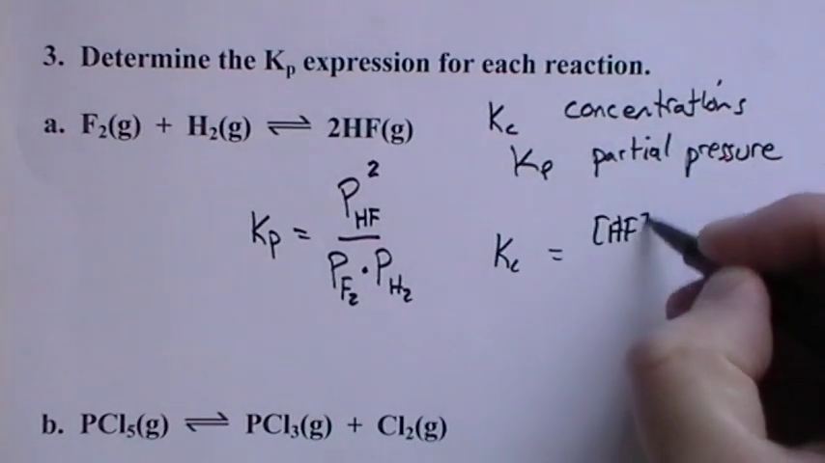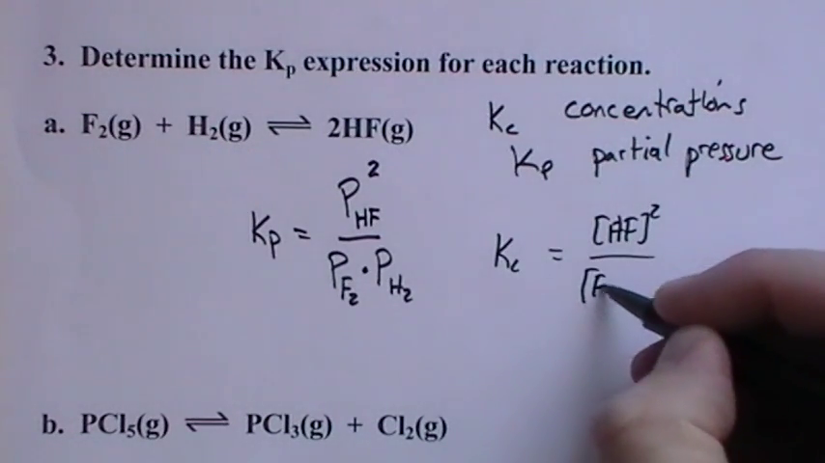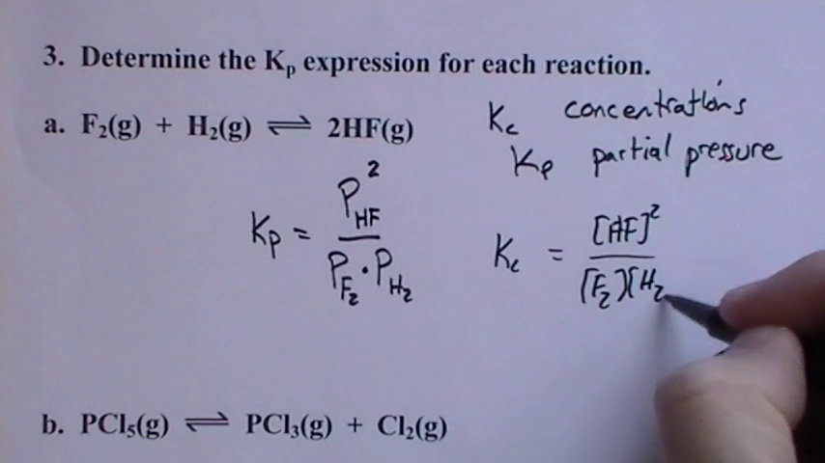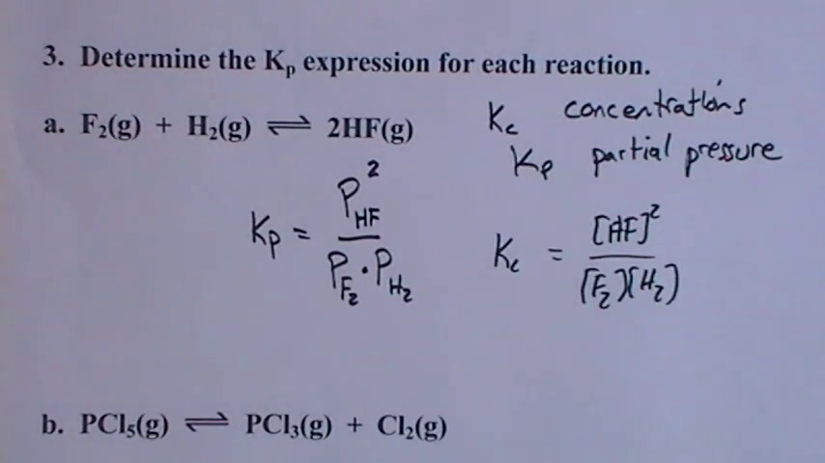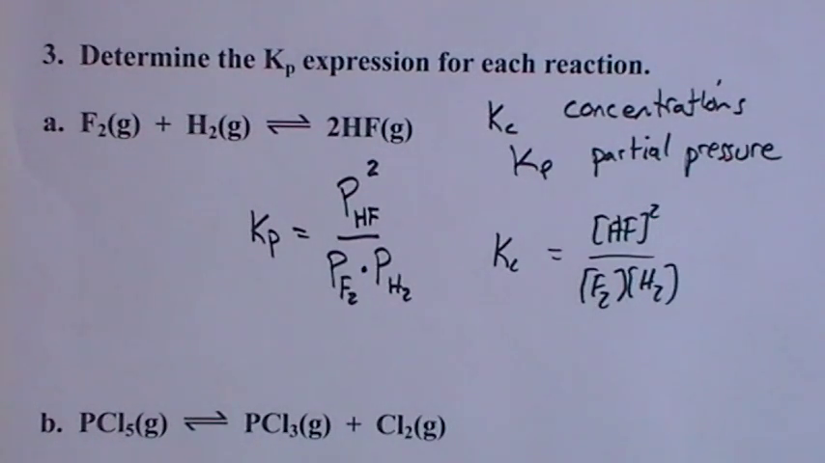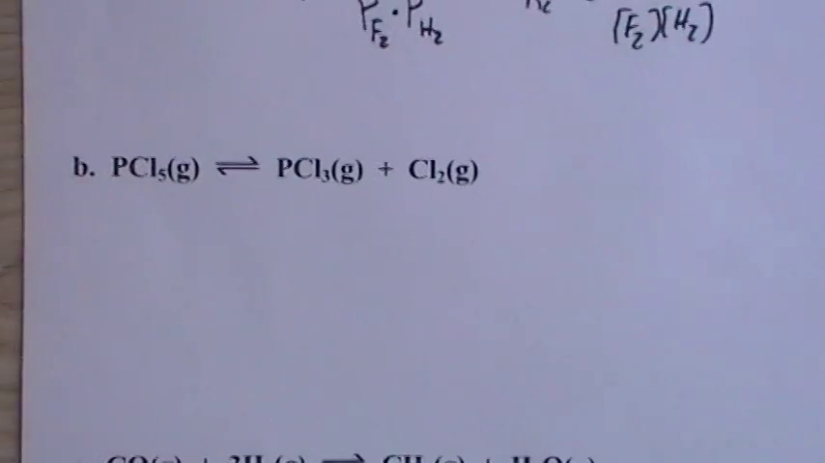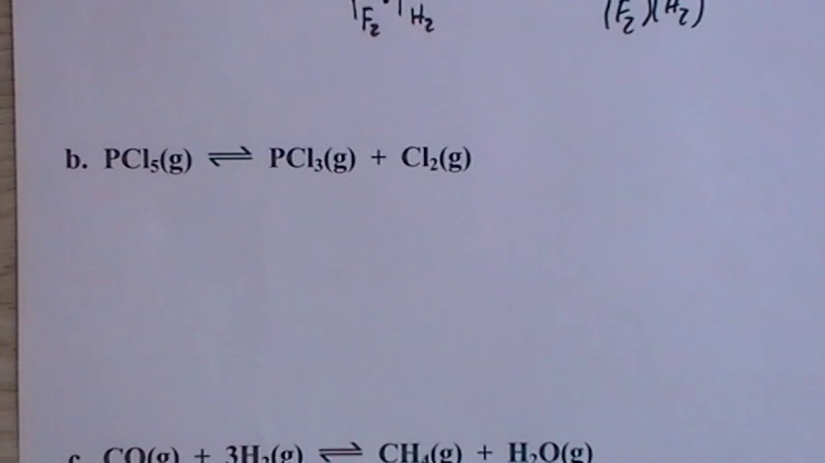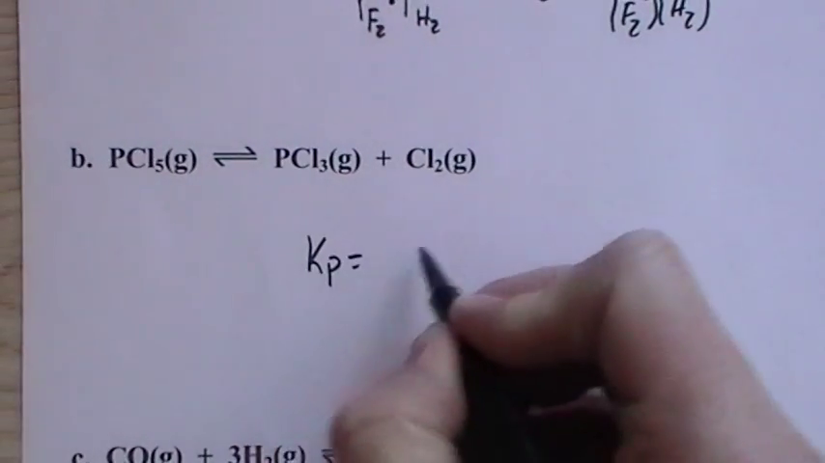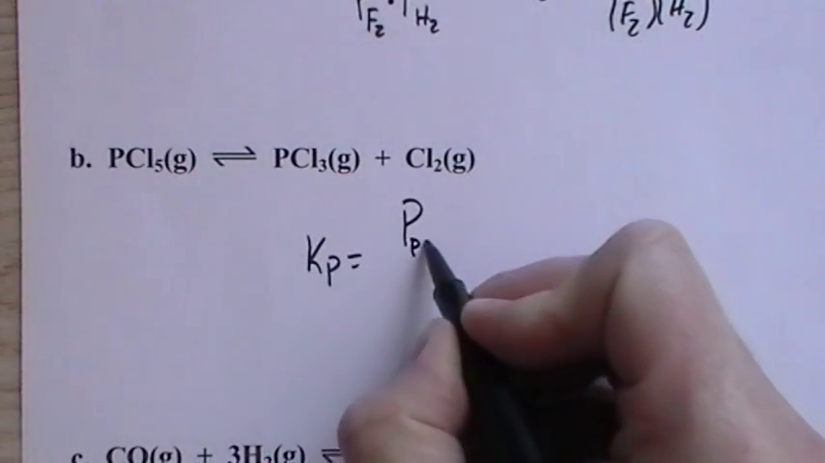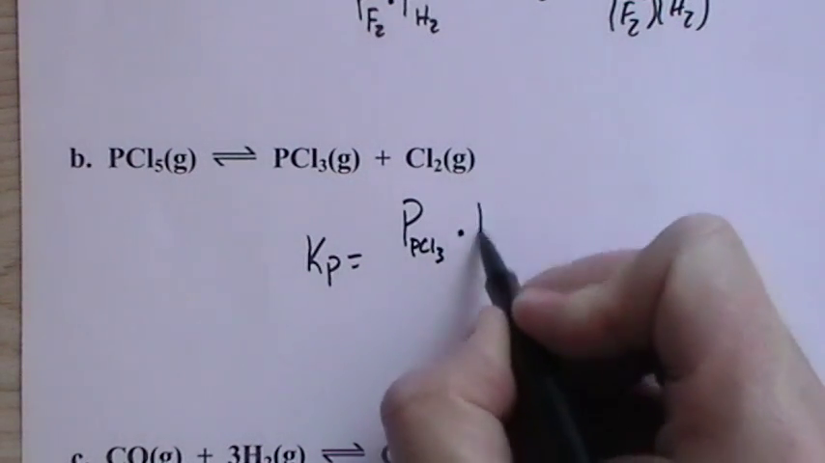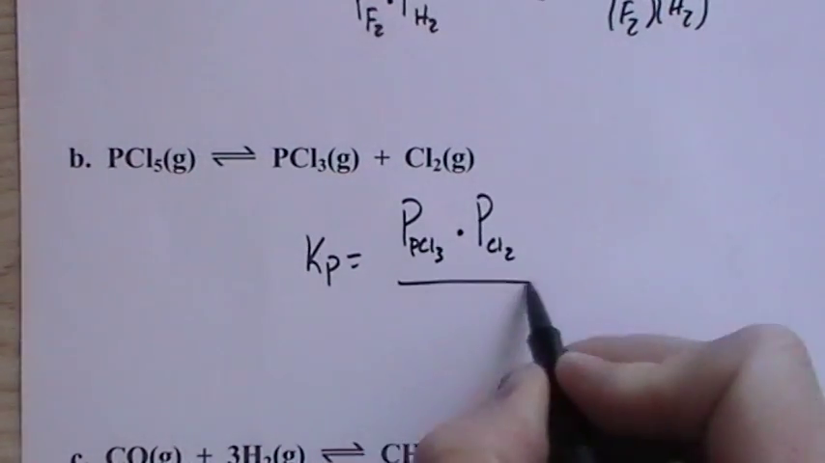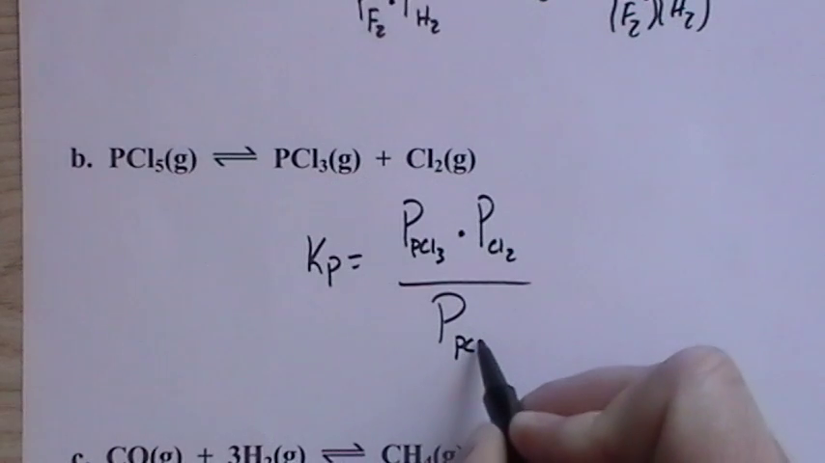For this reaction, we can certainly make it Kc and determine concentrations. Kp and Kc don't necessarily have the same value. They can, but they don't have to. All right, for this one, Kp, the partial pressure of PCl3 times the partial pressure of chlorine over the partial pressure of PCl5.